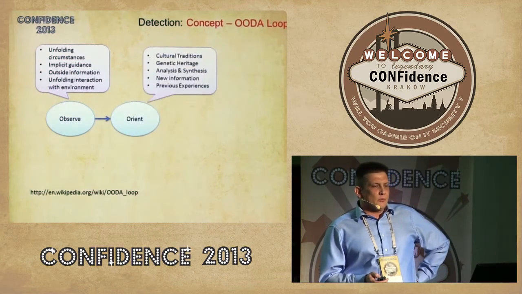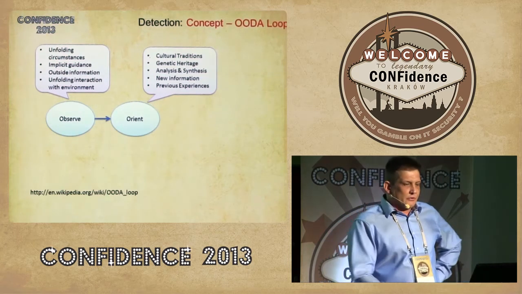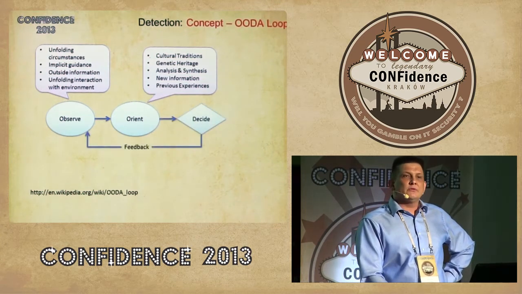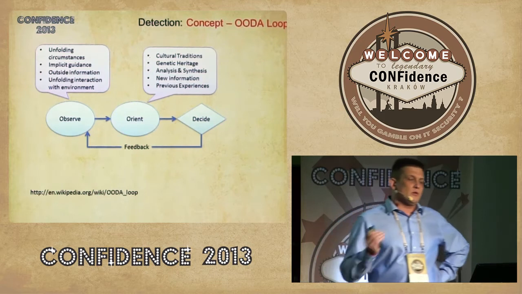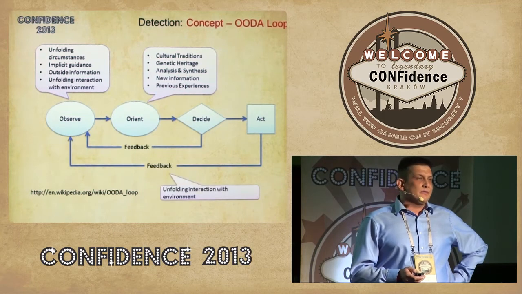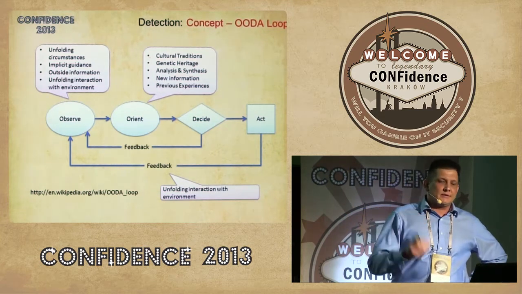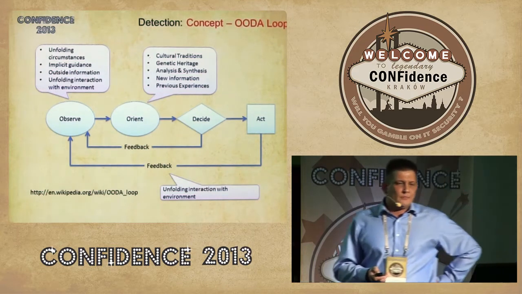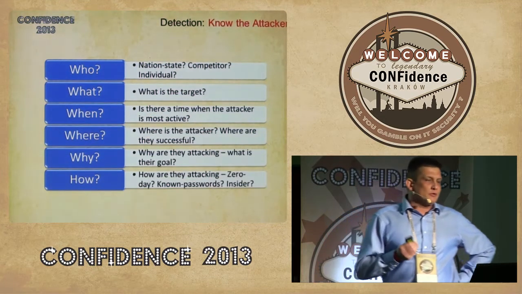After you have observed your network, you have to orient. That could be cultural traditions, analysis, new information, whatever. Then you have to make decisions. After you have decided something, you have to take that feedback, go back to observation, and do it again. And once you have decided to act, still then you have to go back to observe, orient, decide, act. That means that's a procedure that you have to do every time. And if you do that, there are some questions that you have to answer.